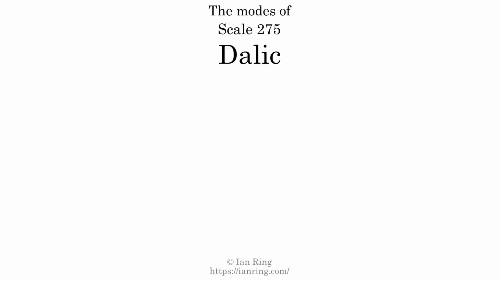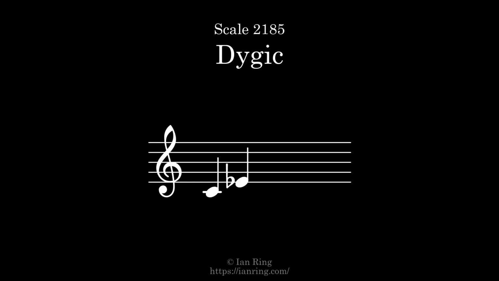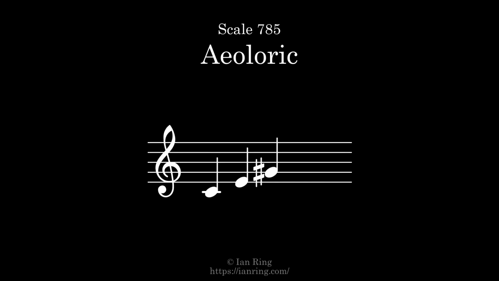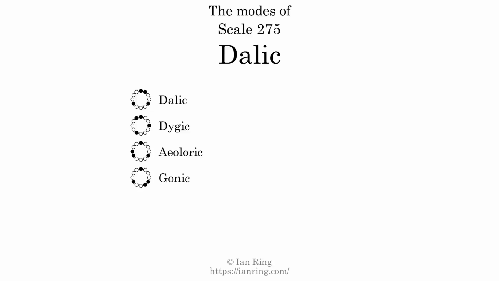This scale has 4 modes. The first mode is itself. The second mode is scale 2185, also known as Dalic. It sounds like this. The third mode is scale 785, also known as Dalic. It sounds like this. The fourth and last mode is scale 305, also known as Dalek. It sounds like this.